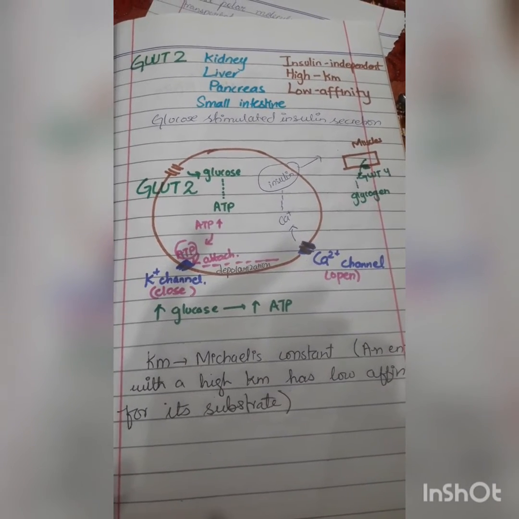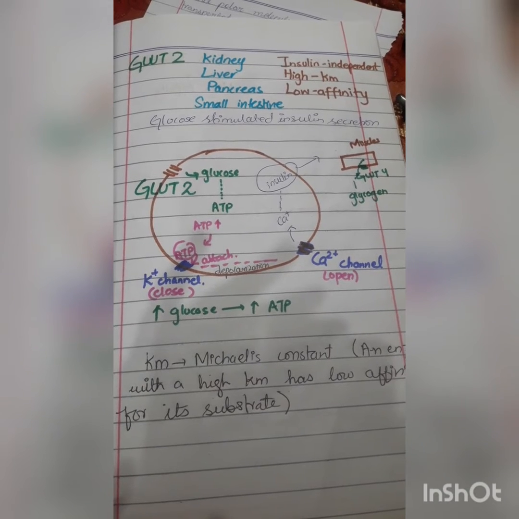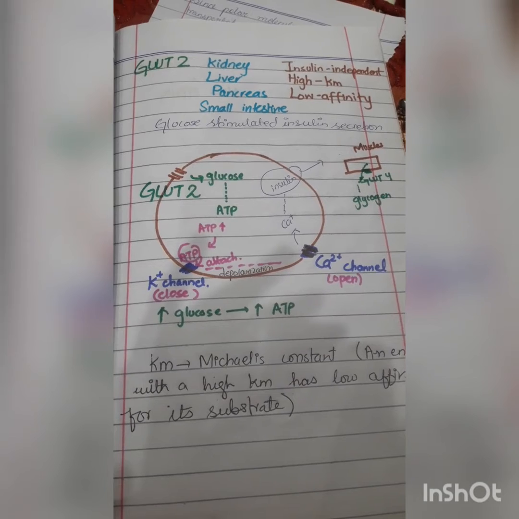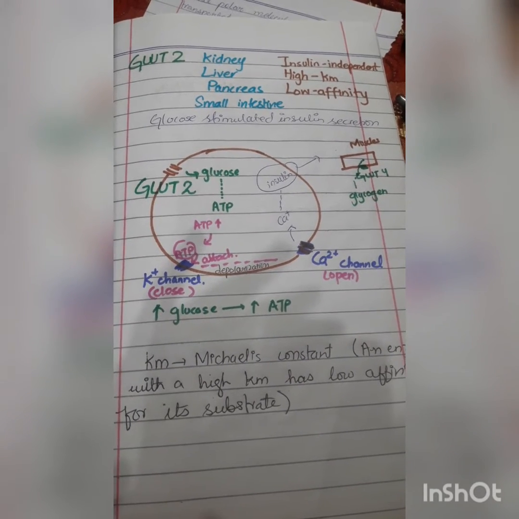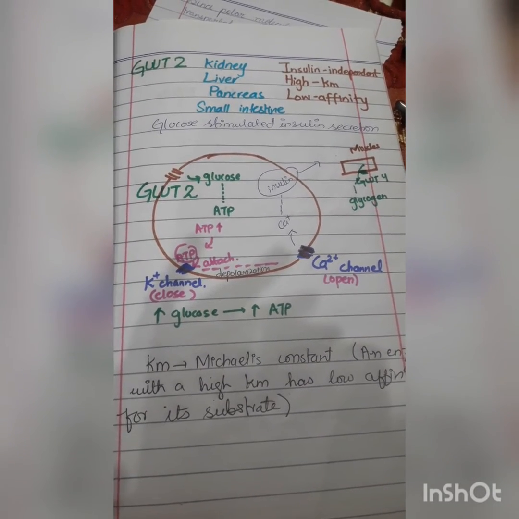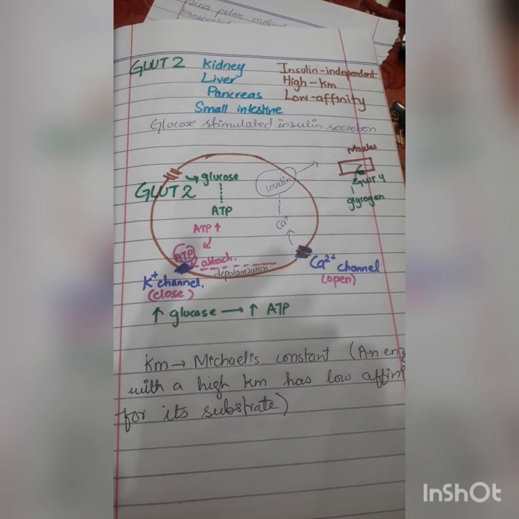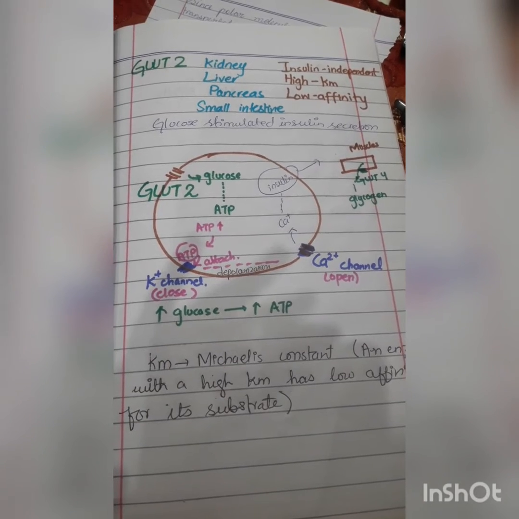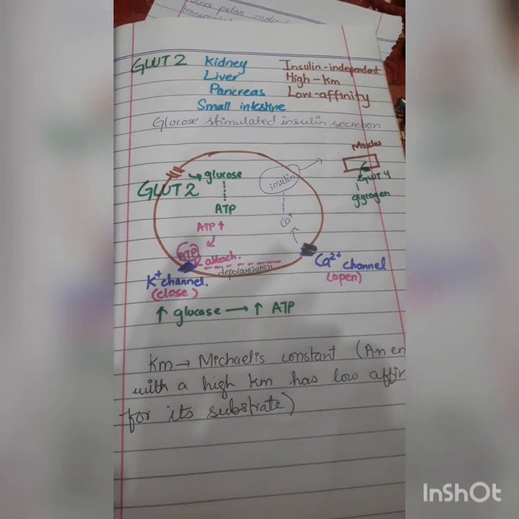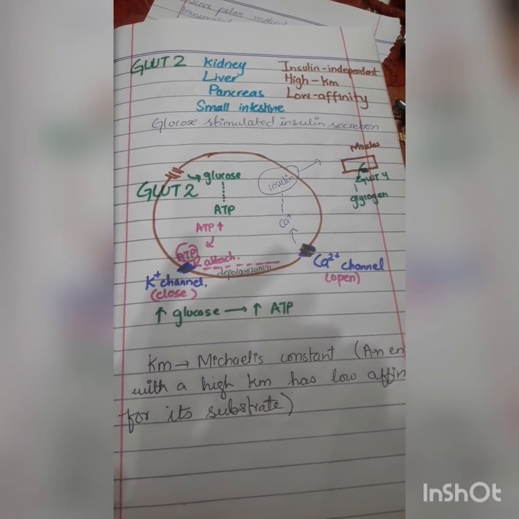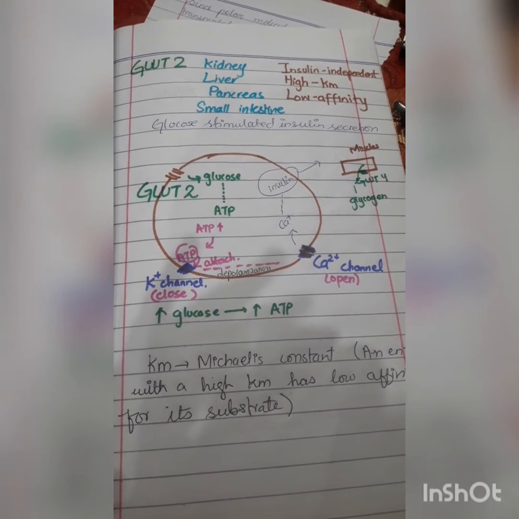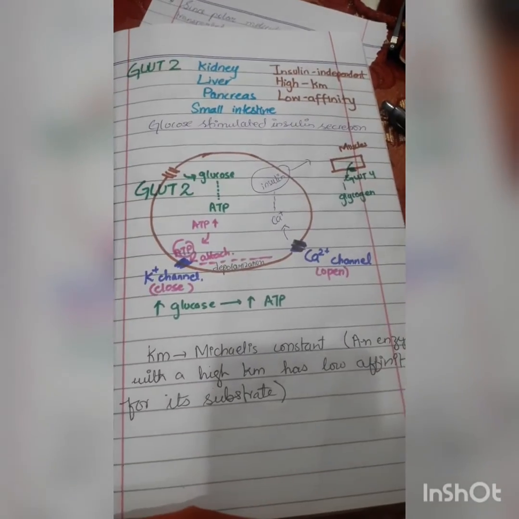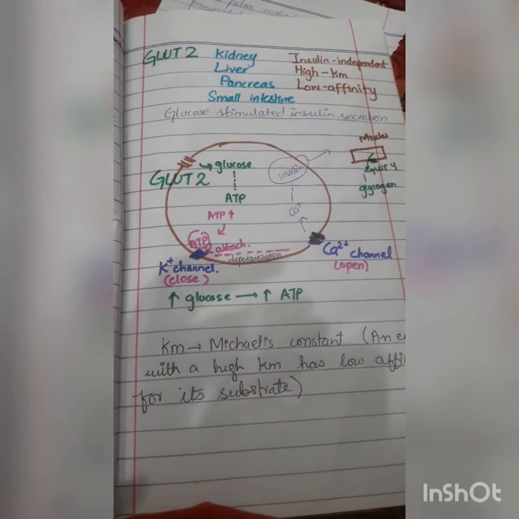In biochemistry, Km stands for Michaelis constant, and if an enzyme has high Km, it has low affinity towards its substrate, and its substrate must be present in high concentration in order to achieve maximum affinity. So it is obvious that the liver cannot take blood glucose every time, and the liver and kidney only take glucose when it is present at a high amount.